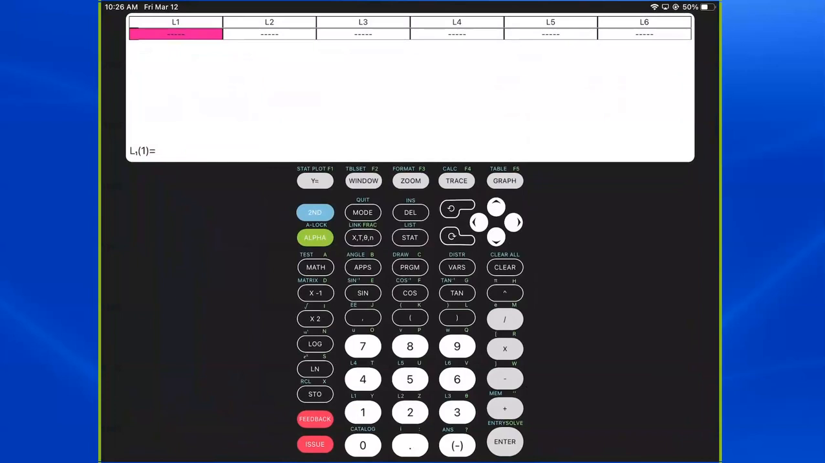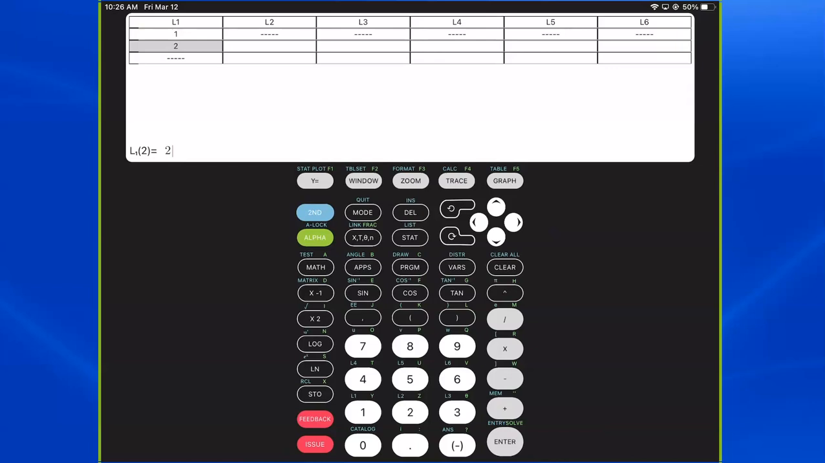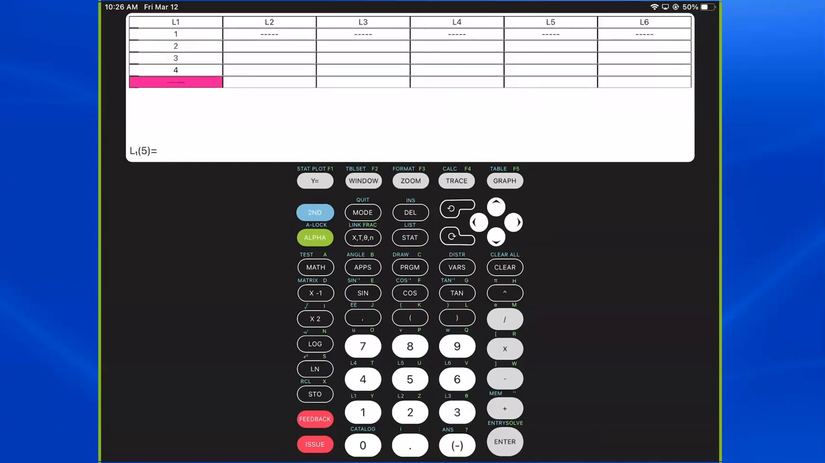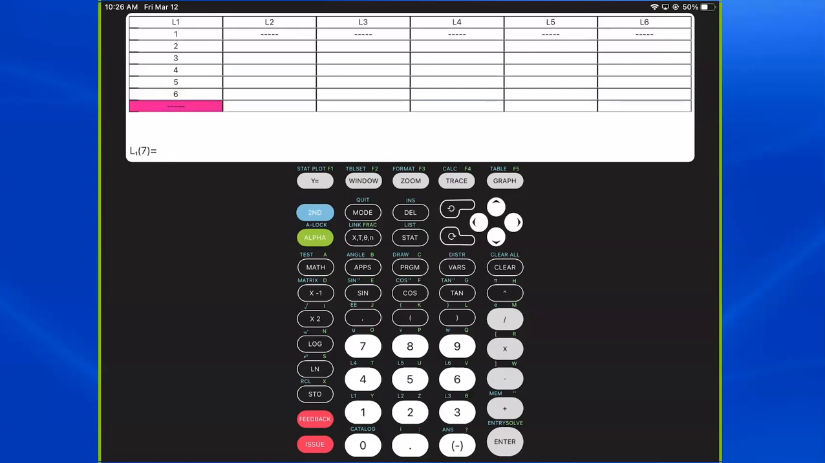So, my L1, this is your X's, so it's going to be 1, enter. 2, enter. 3, enter. 4, enter. 5, enter. 6, enter. 7, enter. These are just my X values in that first table. Once you have those, you can scroll to the right to our L2.